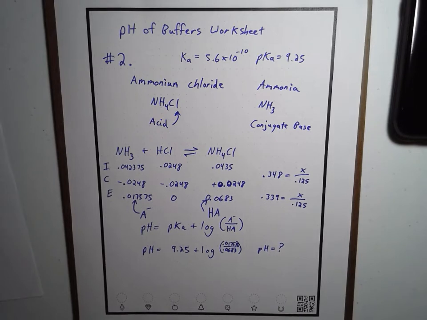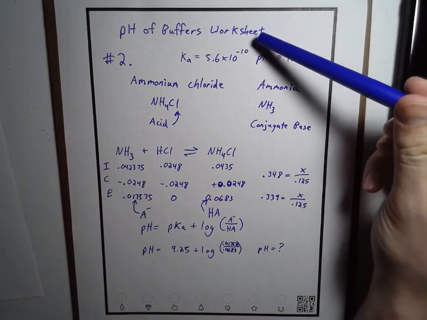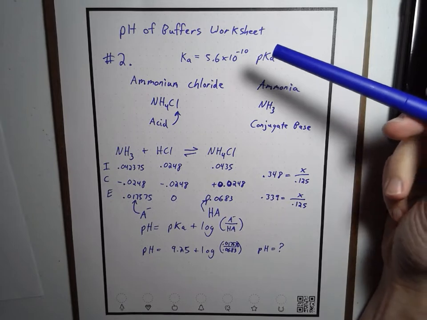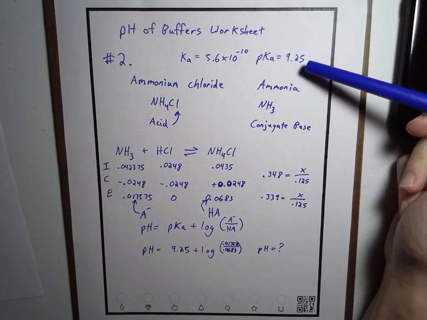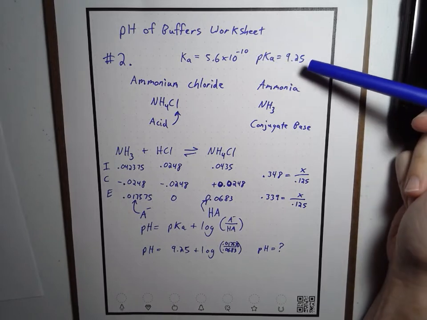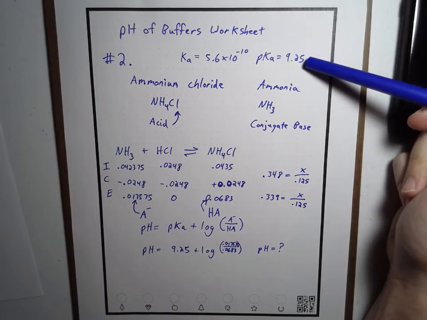Okay, guys, I figured I would go over question number 2 on the pH of buffers worksheet. To do this problem, one of the first things you'll need to do is convert the Ka to pKa. To do that, you'll simply take the negative logarithm of the Ka. So that's how I obtain this 9.25 number.